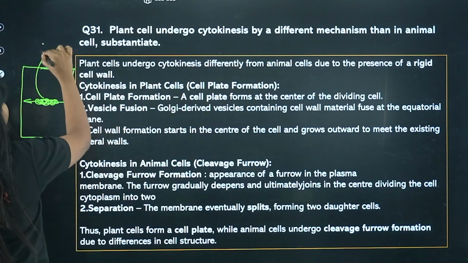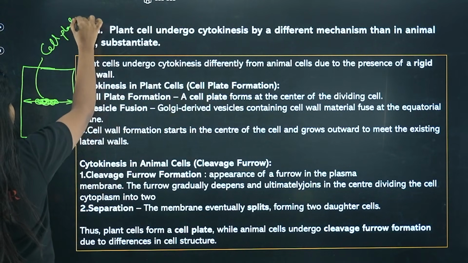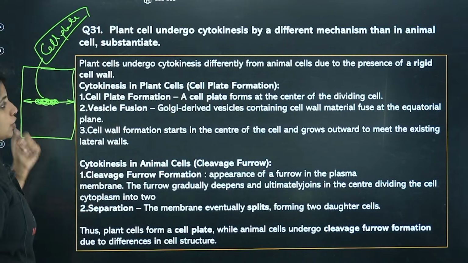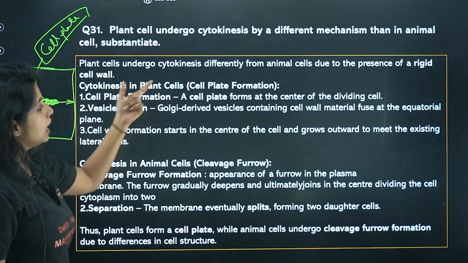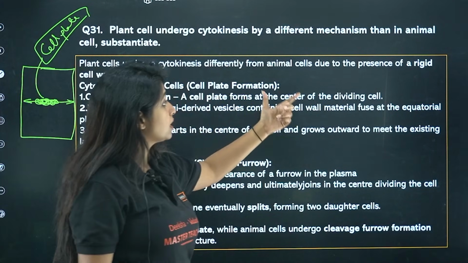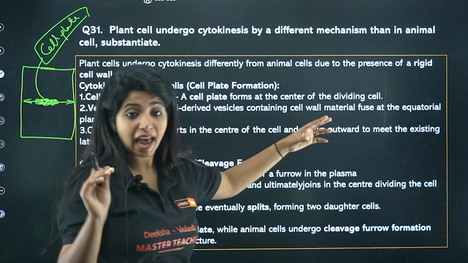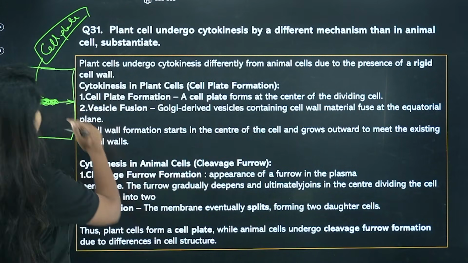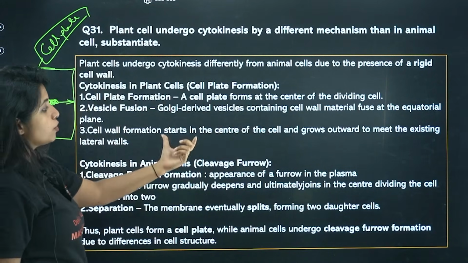This is known as a cell plate. And the division happens through this cell plate itself. So there's a cell plate formation that happens. A cell plate forms at the center of the dividing cell. Vesicle fusion: Golgi derived vesicles containing the cell wall material fuse at the equatorial plane, as in the middle plane. Cell wall formation starts in the center.